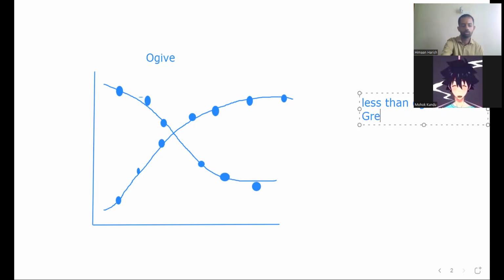Have you studied ogives in class 10? I don't think we did. Have you solved graphs like this? No, not ogives. There are two types of ogive, which are less than ogive and greater than, or more than, ogive.